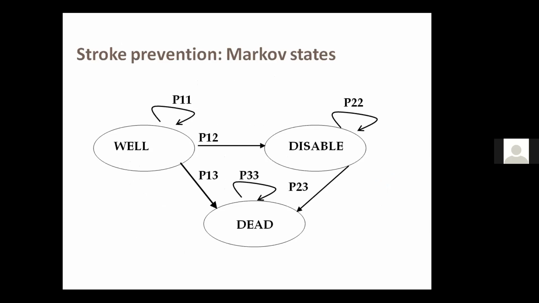It will be like this: P11 is the probability of remaining well, P12 is well to disabled. What percentage of people will be disabled? And P22 is who will remain disabled, that kind of thing. P33 is basically how many dead people will die. This doesn't mean anything actually, because dead will always remain dead. So this is not necessary. This will always remain one.